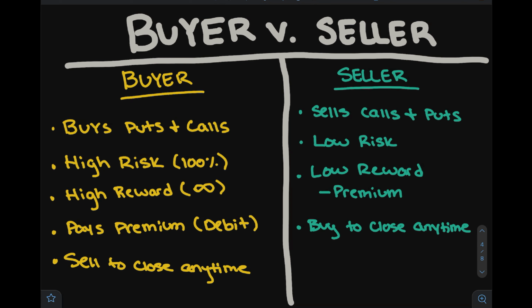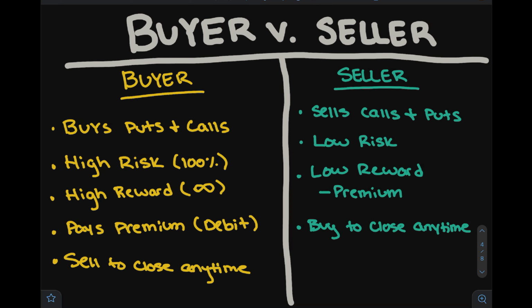Now, it's also high reward because hypothetically, a stock can rise, there's no cap. We know that there is a theoretical point to which it actually will, because stocks don't always go up and they don't just go to the moon, literally. So technically, yes, it's an infinite gain, but at the same time, not really. A really important thing to remember is that buyers are paying. They pay a premium, and that's called a debit. And they can sell to close at any time. So if you buy a call and the expiration is a year from now, but you want to close it out at 3 months, you can do that at any point.